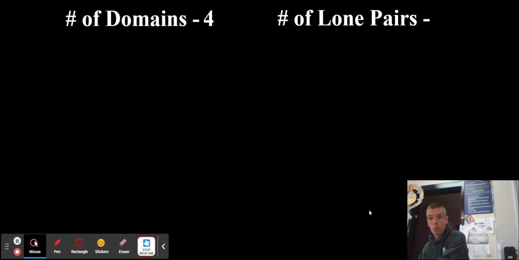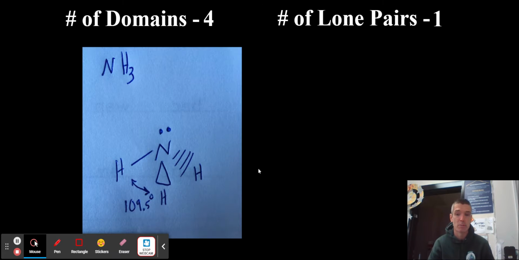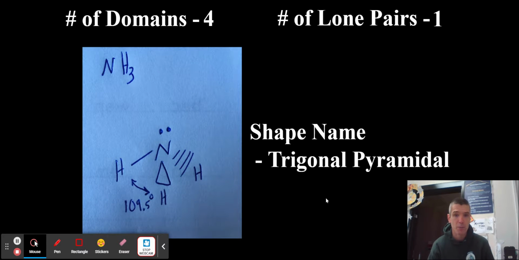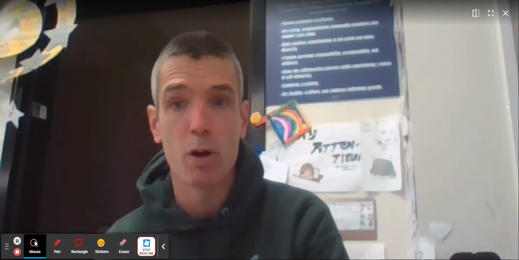Now, four domains and one lone pair. This is known as trigonal pyramidal. This is an ammonia molecule. It looks like this. There's a lone pair on the central nitrogen atom that sticks up and kind of squashes those bonds out of its plane. The next one is everybody's favorite and most well-known, the water molecule. This has two lone pairs, but it's also known as bent.